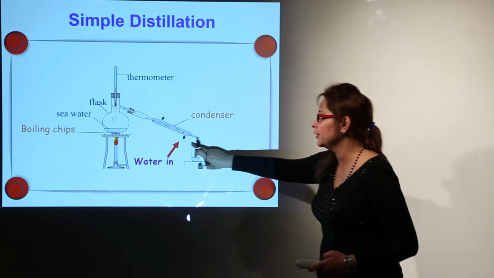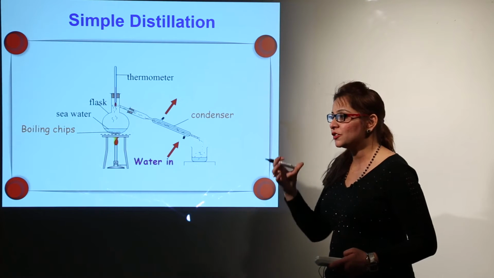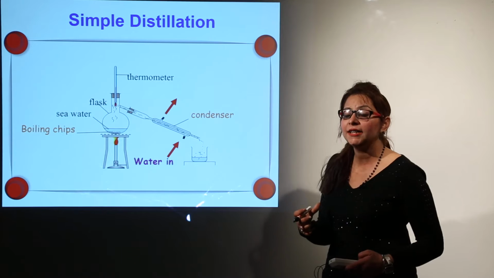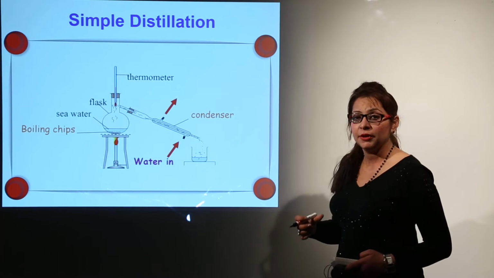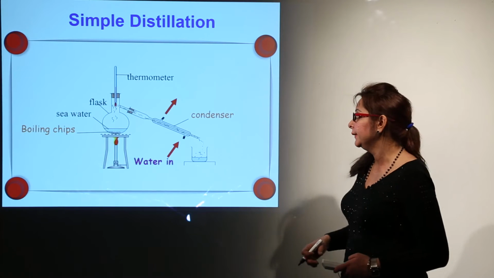So this is the way for the water in the condenser, and this is the way for the water out, because we will be removing that water again and again so that it can act as a better condenser, because the cool water is going to condense the vapors.